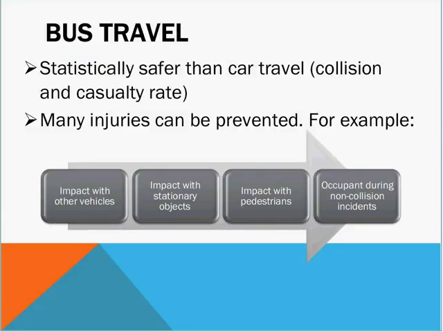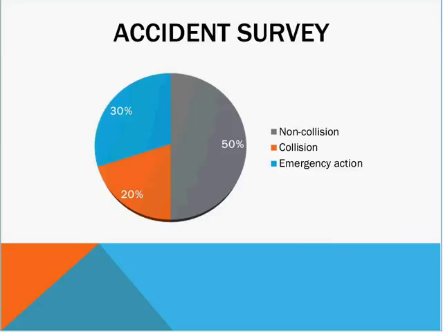Statistics say that bus travel is safer than car travel, and that is true. And many of the injuries that we find in the bus environment can be prevented, such as impact with other vehicles, impact with stationary objects, impact with pedestrians, and injuries, especially to occupants, involving non-collision situations, where the person on the bus slips or falls or has some kind of accident, which is not the result of a collision between the bus and some other vehicle or object.